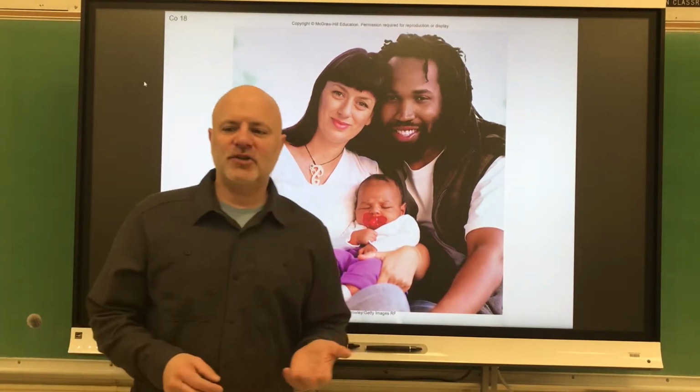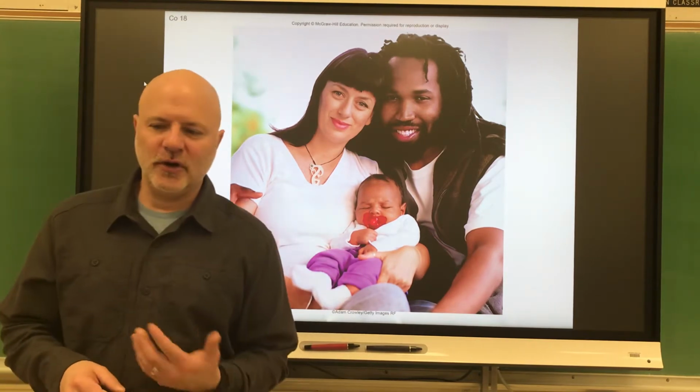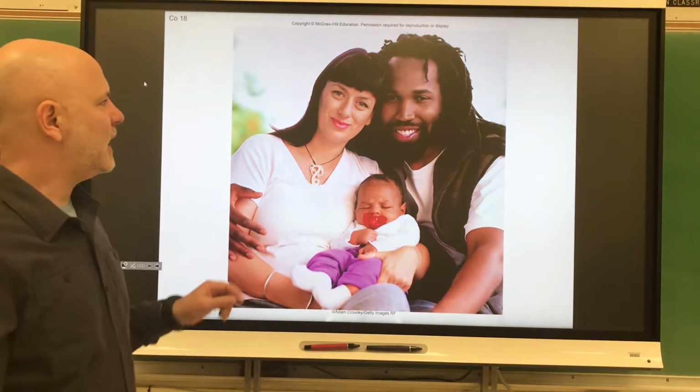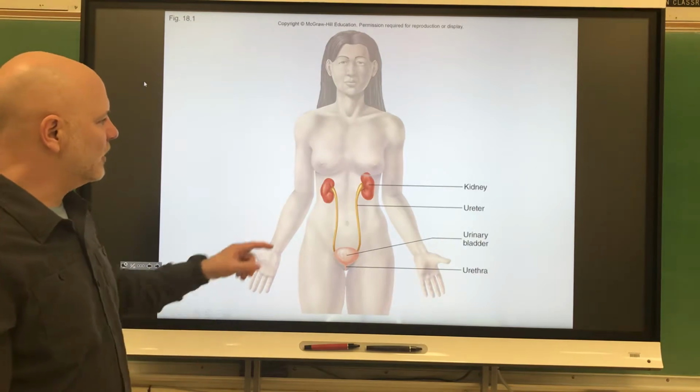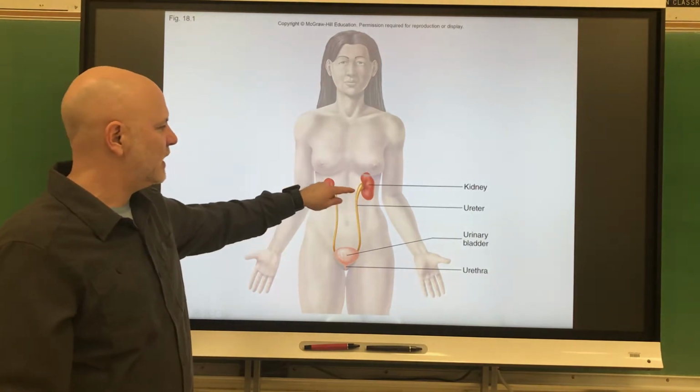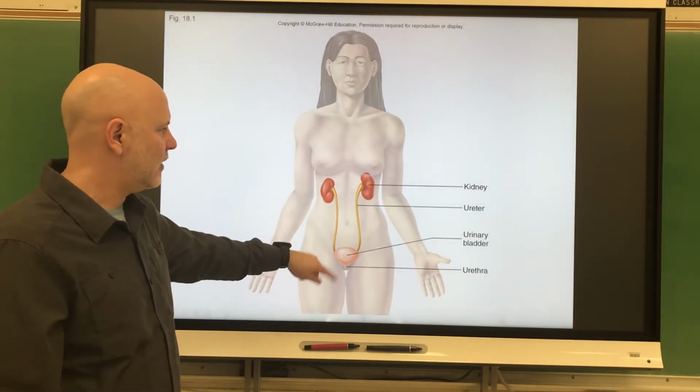All right, so let's move into Chapter 18. Chapter 18 deals with the urinary system. So let's look at our urinary system. Our urinary system is comprised of our kidneys, our ureters, urinary bladder, and urethra.